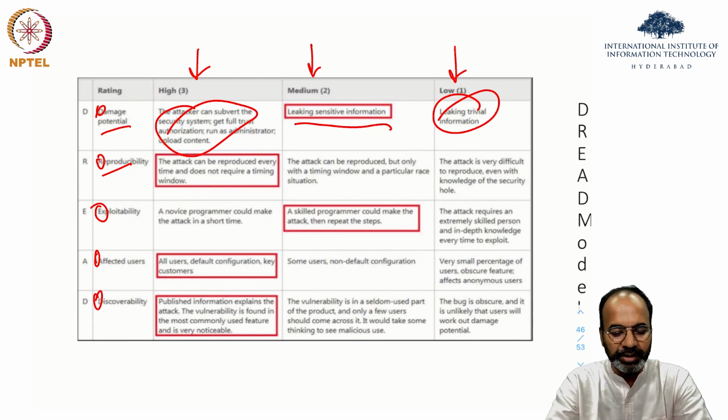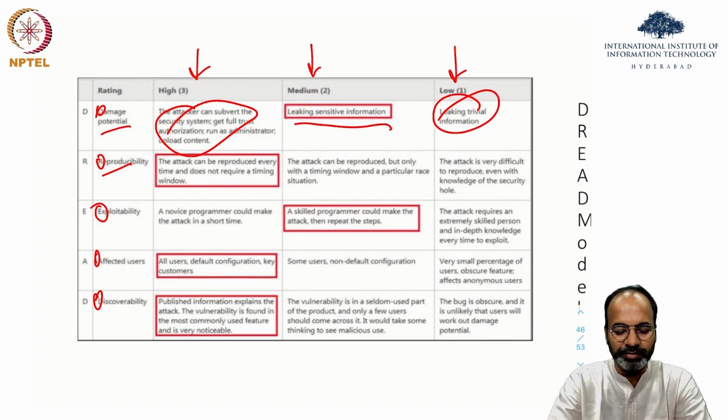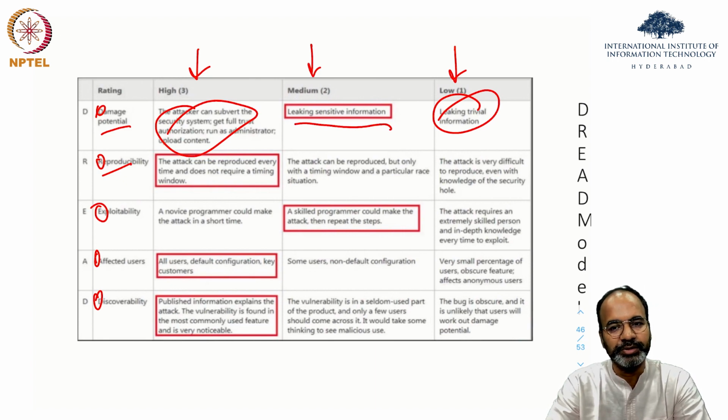Reproducibility: the attack can be reproduced every time and does not require a timing window or a particular context. The attack can be reproduced, but only with a timing window and a particular race situation, where a particular context is necessary, if it is medium. A medium level of reproducibility is possible. And low is it's just hard to reproduce the attack.